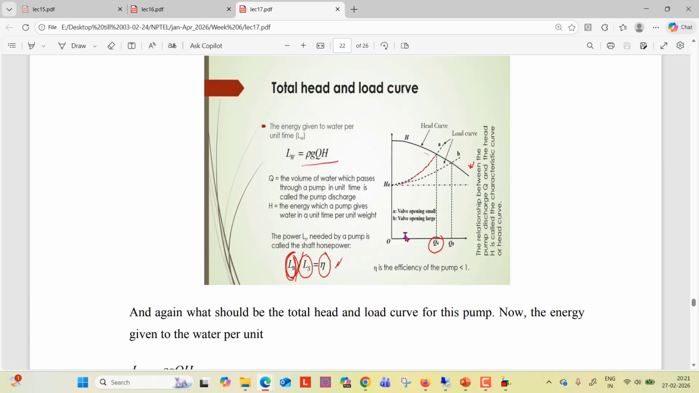So this is the total head curve and load curve. You can see how the energy given to water per unit time, LW, is calculated as rho g QH, right? The problem is based on this concept. Q is the volume of water which passes through a pump in unit time, called the pump discharge, and H is the energy which a pump gives water in a unit time per unit weight.